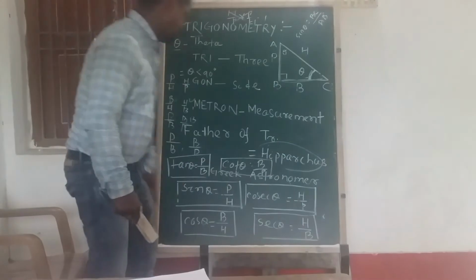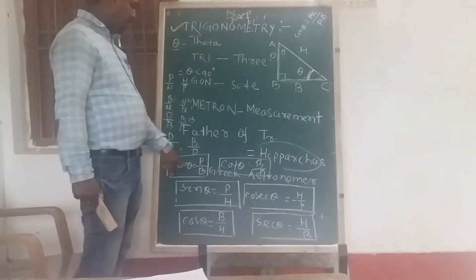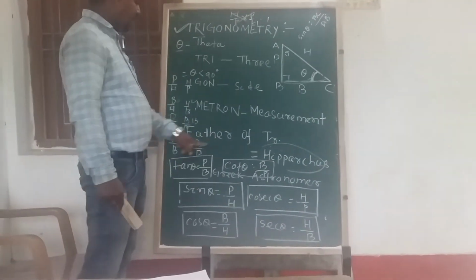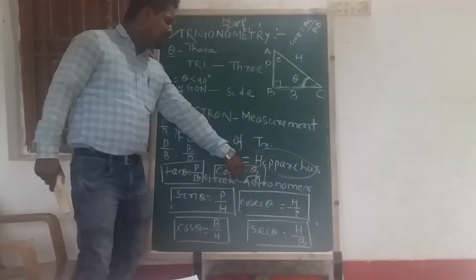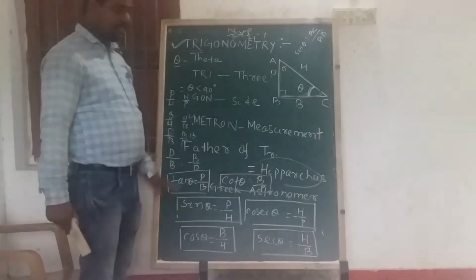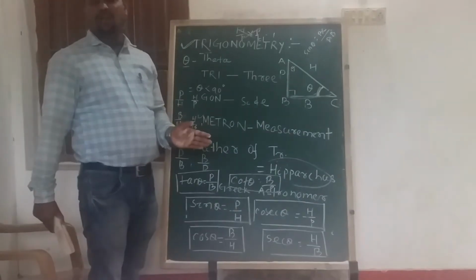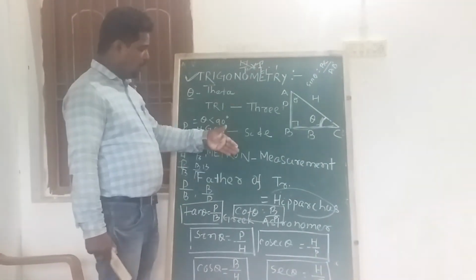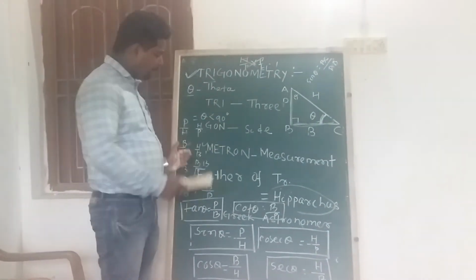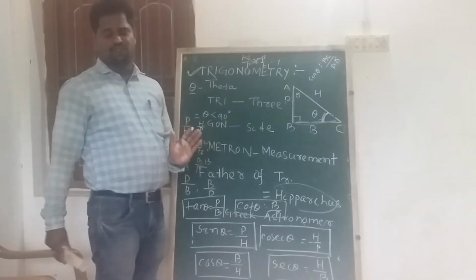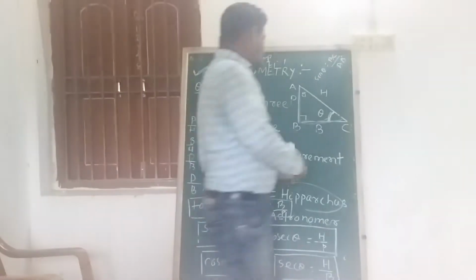It is your sec theta. And next, tan theta, perpendicular upon base. And the last one, cot theta is equal to B by P. These are the basic formulas of trigonometry. New formulas can be derived by using these 6 formulas. Okay? Let us take a look.